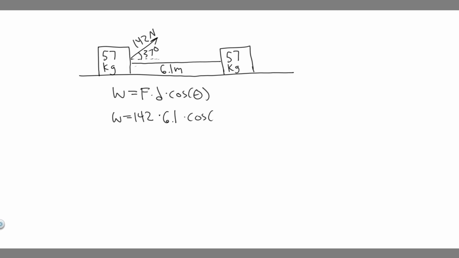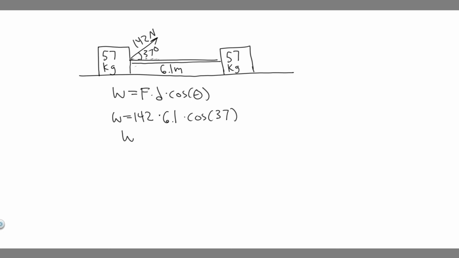What theta is, it's the angle between the direction it travels and where the force is being applied. In this case, we know it's going to move along the horizontal this way. But keep in mind, the force is being applied 37 degrees away from that. So the angle between these two lines is going to be 37 degrees. So the direction it goes and the force is 37 degrees. So theta is just going to be equal to 37.